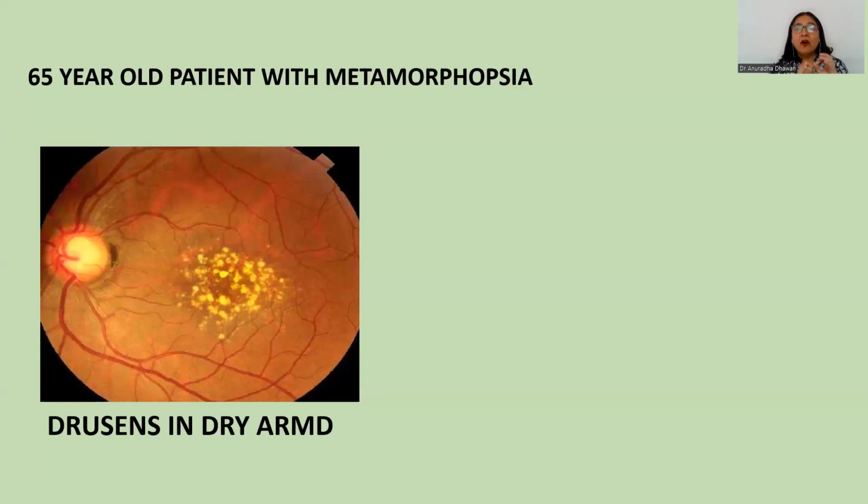They are a feature of dry age-related macular degeneration. Now, how will I differentiate this from hard exudates? Hard exudates are usually seen in vascular retinal diseases. Okay, hard exudates are the lipid deposits which occur due to leakage from the vessels. So they will be seen in retinal vascular diseases. So there will be some retinal hemorrhages or microaneurysms whenever those lipid exudates are there.